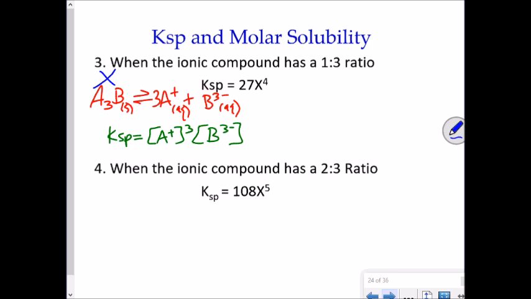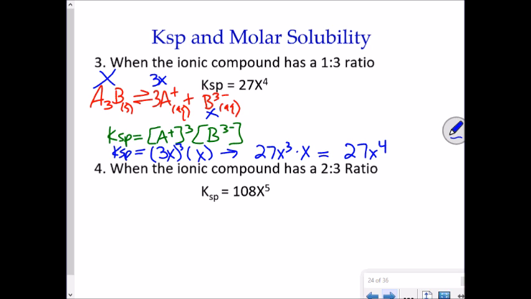So every time that one breaks apart, you're going to get 3 times the x of A, and you would get just x of the B. So you just get one of those every time it breaks apart. Comparison. So really, in here we would insert the 3x, and this would be x. So what's 3 times 3 times 3? So this is going to give you 27x to the third times your x. So what do we end up with? 27x to the fourth. So anytime you have a 1 to 3 ratio, you're going to end up getting 27x to the 4th as a quick way to plug and chug your Ksp.